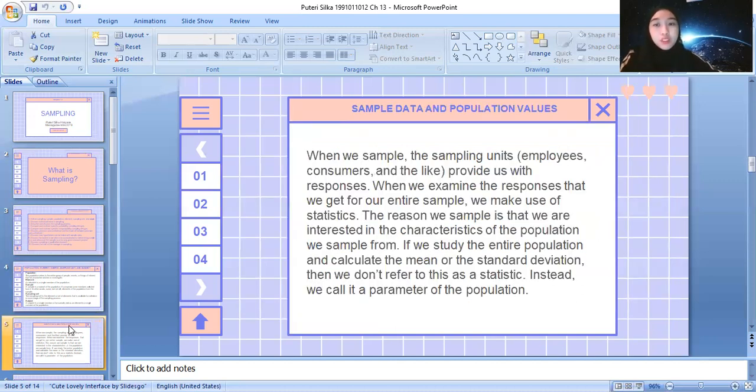Sample data and population values. When we sample, the sampling units like employees, consumers, and the like provide us with responses. When we examine the responses that we get for our entire sample, we make use of statistics. The reason we sample is that we are interested in the characteristics of the population we sample from. If we study the entire population and calculate the mean or the standard deviation, then we don't refer to this as a statistic. Instead, we call it a parameter of the population.